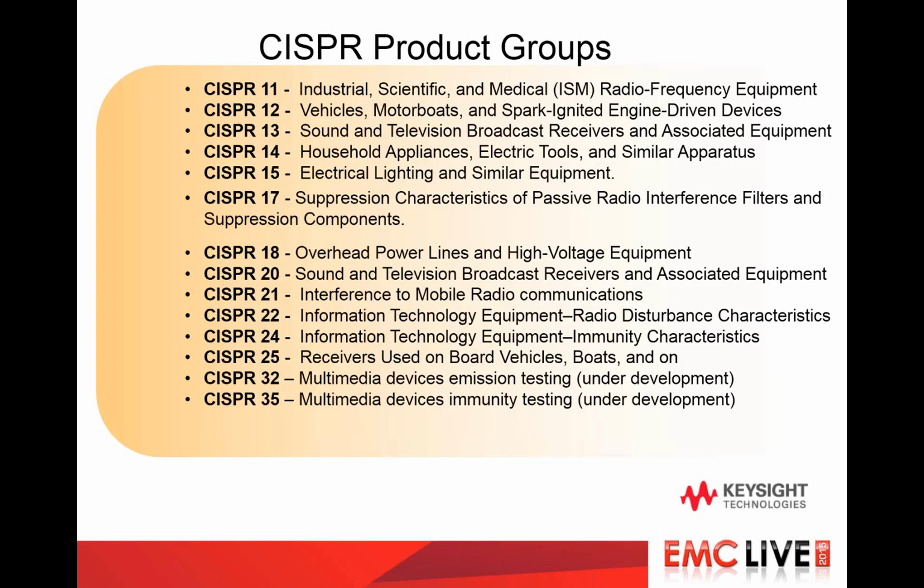So here's some of the different product groups of the CISPRS. We'll talk about how the CISPRS standards kind of relate to the standards here in the U.S. and around the world. So as you can see here, there's things like electrical lighting. So even your lights that are in your home or in a business, they all have to be tested. Overhead power lines, broadcasting for radios and for TV. So everything that's electrical, as I mentioned earlier, whether it's battery powered or AC powered, has to be tested according to certain standards that have been defined to be sold into the different markets around the world.